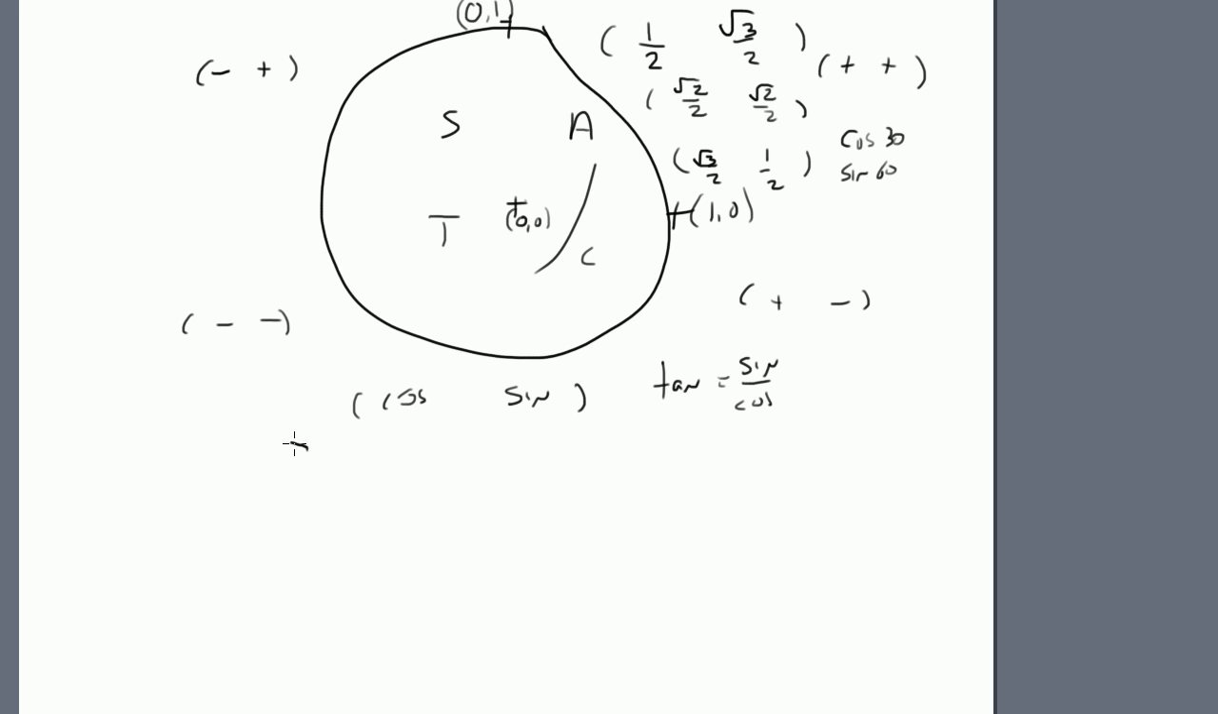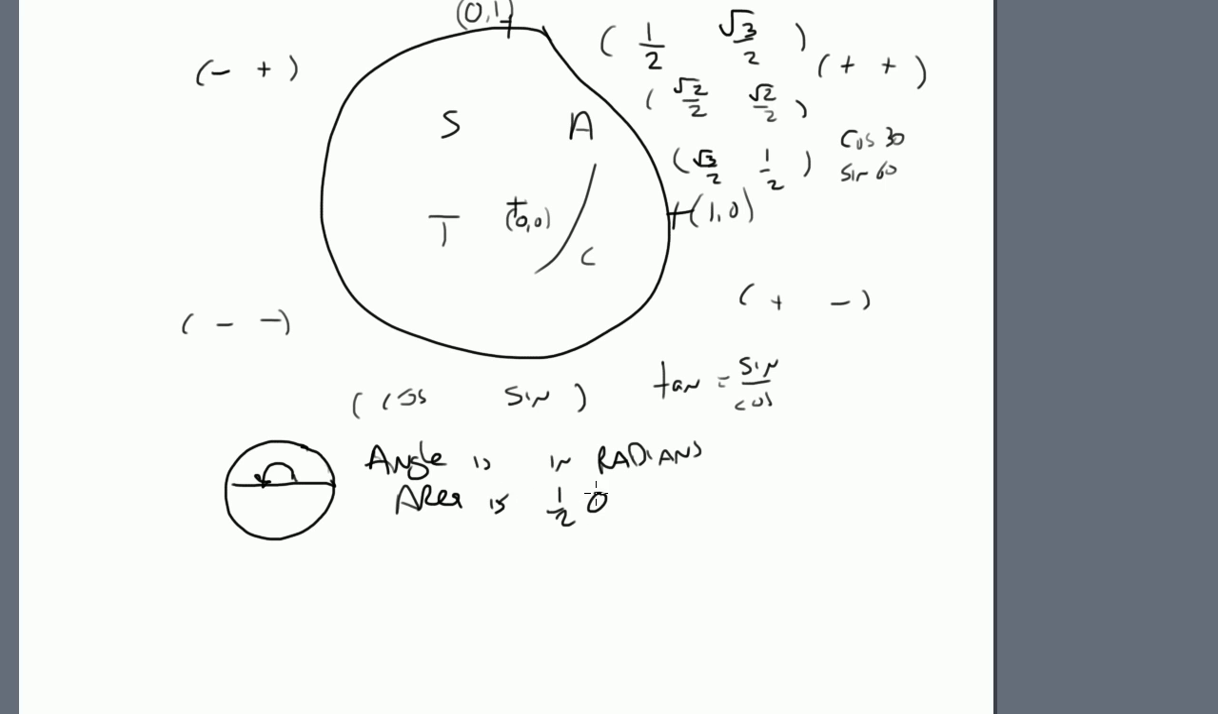You move on to the fact that if you know the angle of the unit circle, then you also know the area. You know that the area is half the angle, if the angle is in radians. The area of the unit circle is 1/2 the angle. And you can start playing around with that.